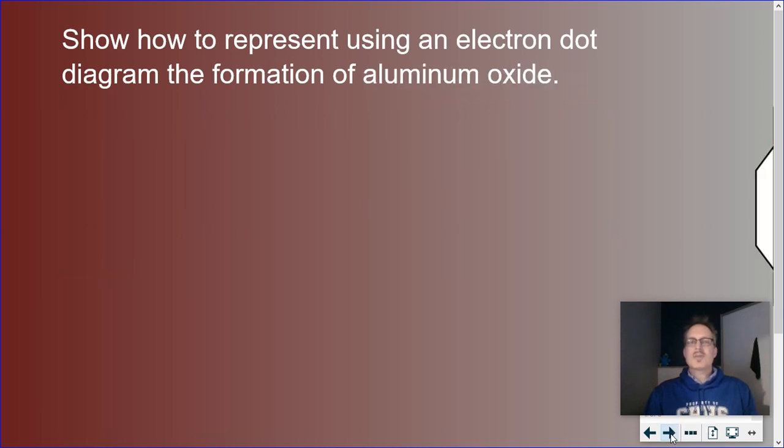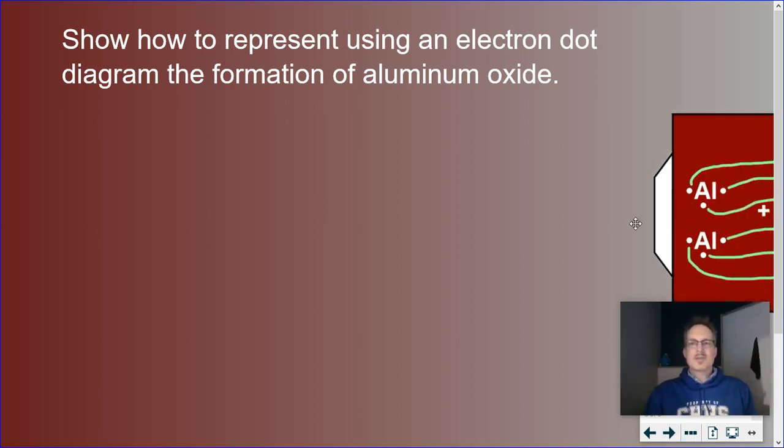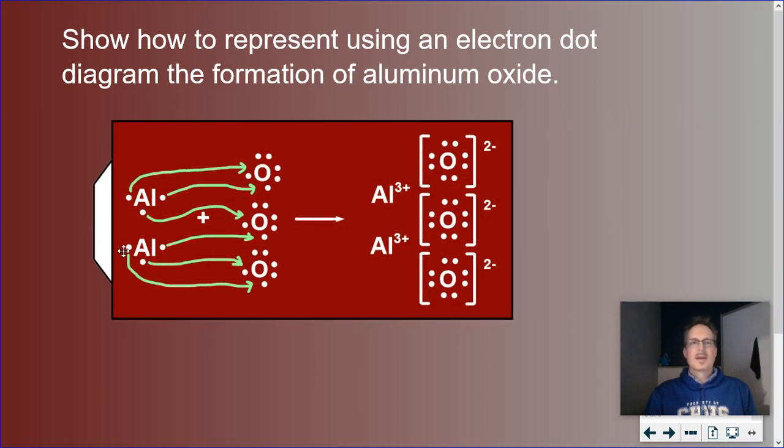Can you show me, please, how to represent, using an electron dot diagram, the formation of aluminum oxide? Pause the video now before I go through the answer. And again, I'm just going to pull up the answer. So I drew aluminum with 3 dots. I drew oxygen with 6 dots. Aluminum donates an electron. Aluminum donates another electron. Oxygen is happy, but aluminum still has an extra one.